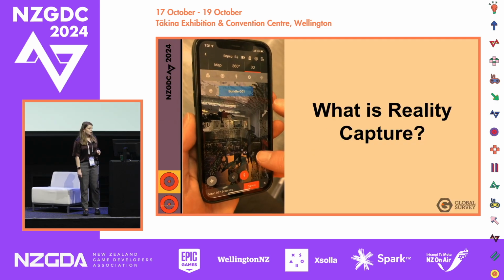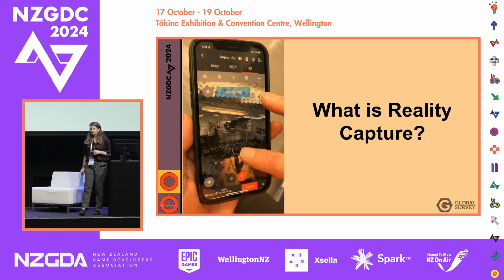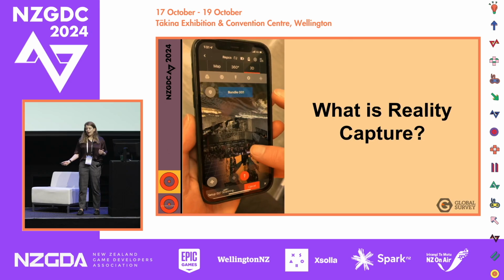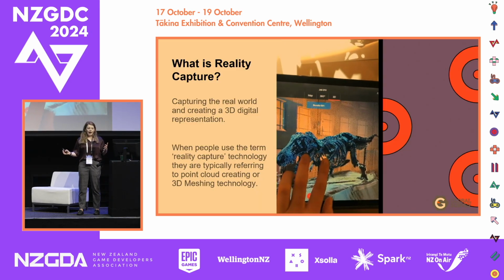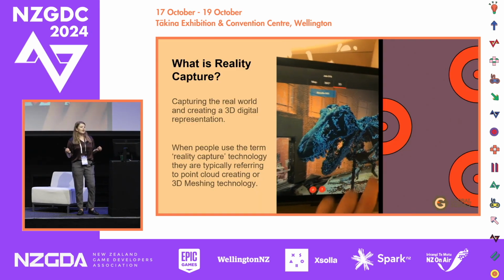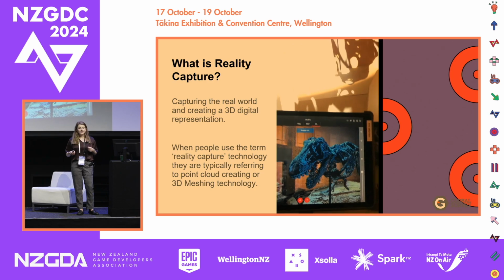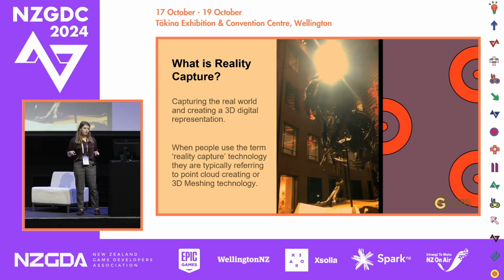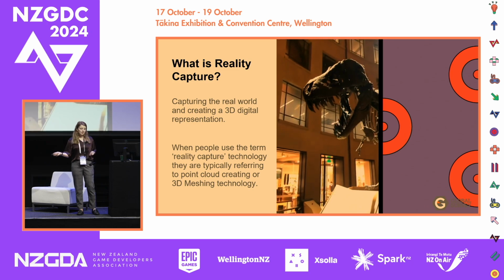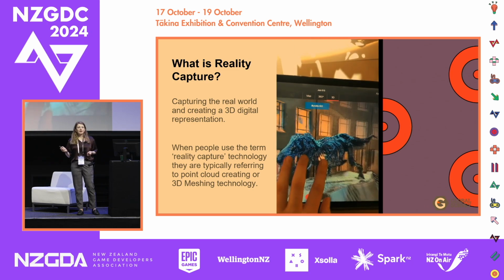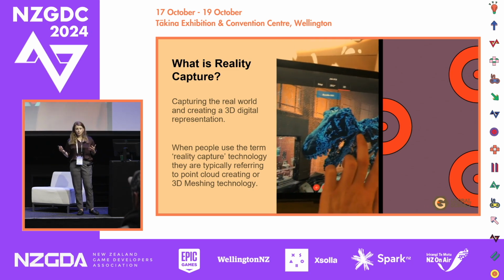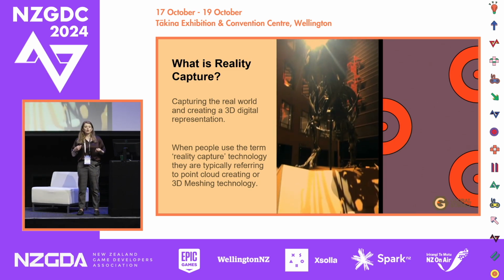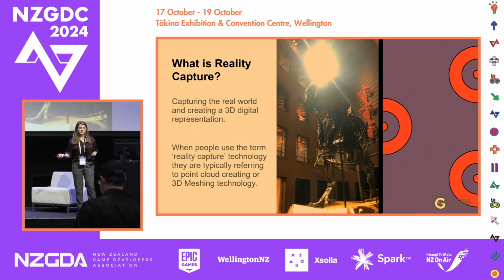Cool. So what is reality capture? I'm going to keep this one very broad. Typically, it's about capturing the real world and creating a 3D representation of it. There's lots of thoughts on what that might actually entail, whether it's just 360 cameras, 3D photorealistic meshes, and point clouds. Typically, when people say reality capture technology, they're referring to things that can create point clouds or meshes that look realistic.